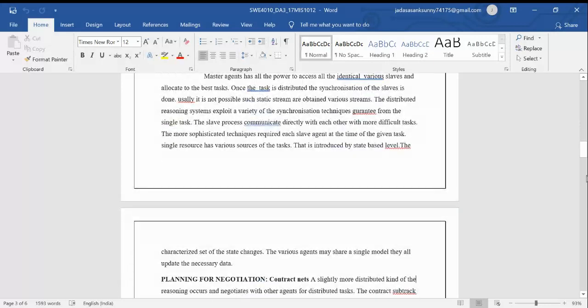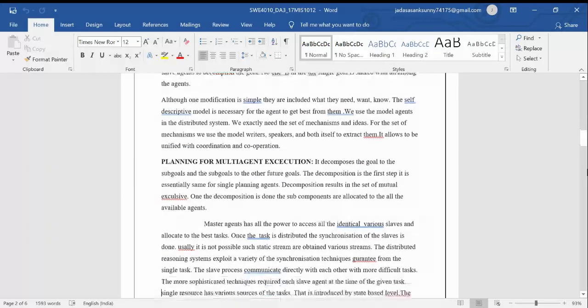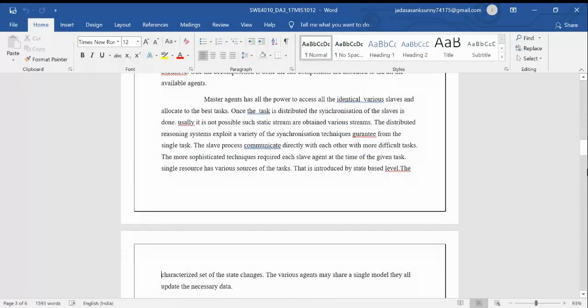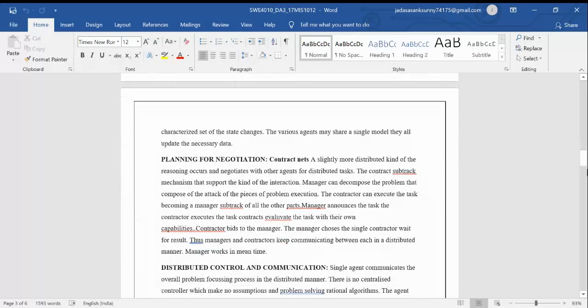And the next step is planning for mutual exclusion. It decomposes the goal into sub-goals and future goals. The decomposition is the first step which is required. The master which is selected has the major power to access all the other fellows, like slaves, and to distribute the tasks among them. The distributed tasks exploit a variety of synchronization techniques among them. And then they are characterized by their states.